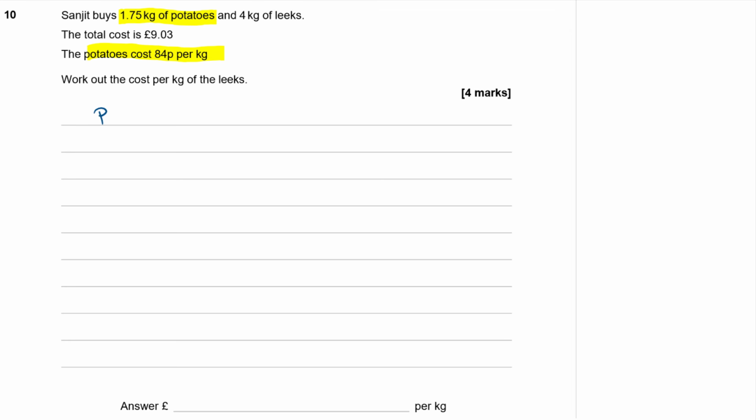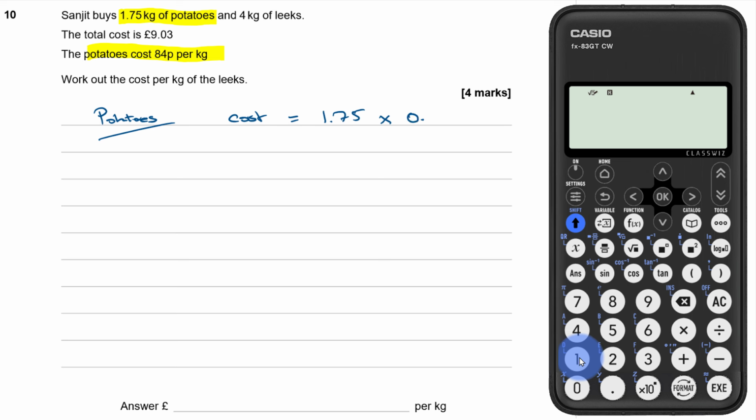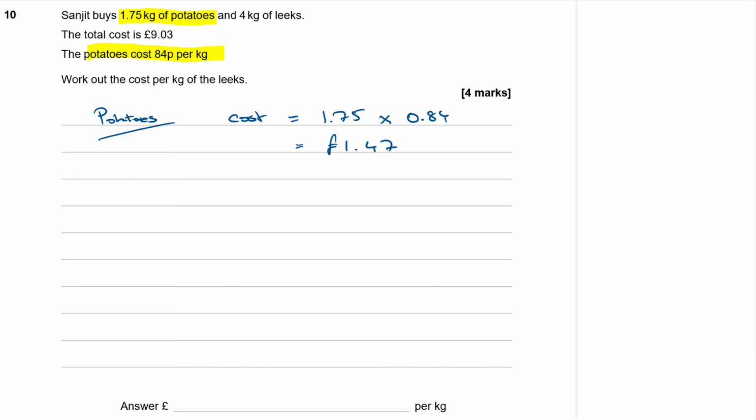Okay, so for the potatoes, now I like to do little subheadings as I go through, so it's clear when the examiner's marking it what I'm doing. So the cost of the potatoes was going to be the 1.75 kilograms of potatoes times the 84 pence that they cost. Okay, I've just switched into pounds there because the total is in pounds. So what's 1.75 times 0.84? That comes out to be £1.47. Okay, so we'll just spend £1.47 on potatoes.